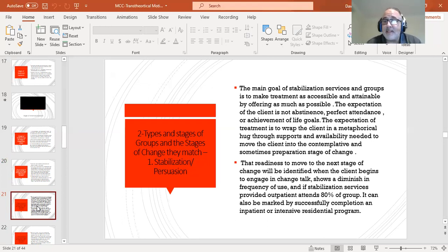It can also be marked by successful completion of inpatient or intensive residential programs. Again, the vetted programs with higher levels of clinical care are an engagement strategy, a very early recovery strategy. But if a client sticks through and finishes it, that says a lot. You know what I mean? That definitely shows there is at least some buy-in, that they're willing to stay in a place for 28 days, or maybe they did inpatient and then a 3-month residential program. That's huge.